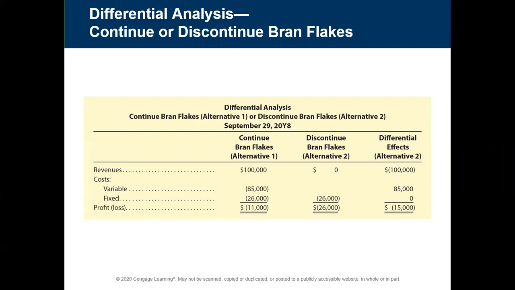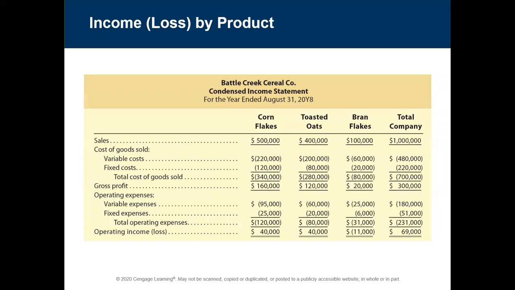And so in the end, that fixed amount that's staying, if it's still going to be there, we should probably continue the Bran Flakes or consider something else. Like, can we take the production capacity for Bran Flakes and put it toward what's making us the best profit margins? If we discontinue Bran Flakes and produce more toasted oats, is that better?